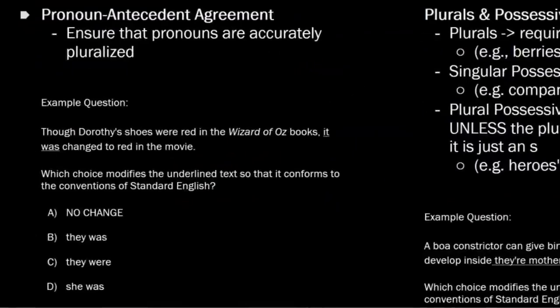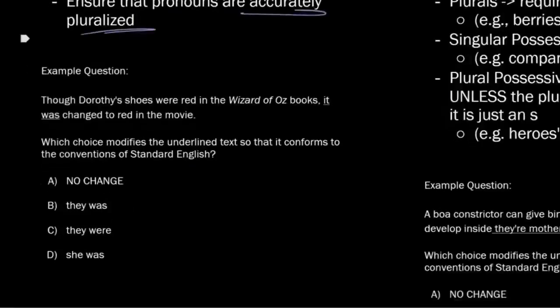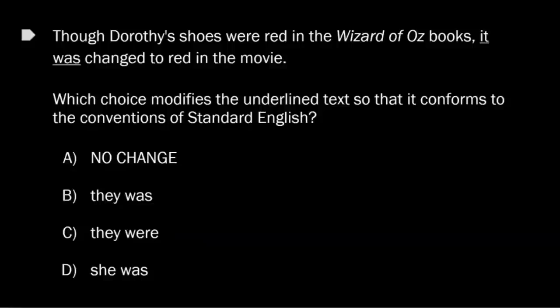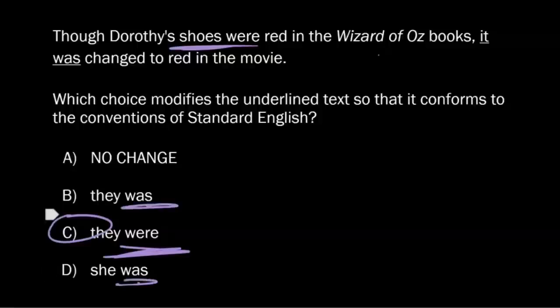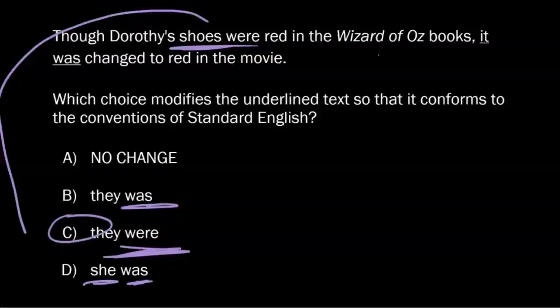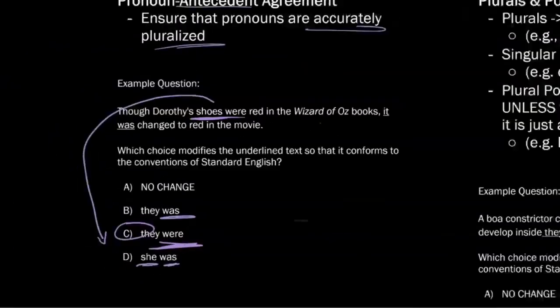Okay. And your pronoun-antecedent agreement. Ensure that pronouns are accurately pluralized is basically what this is, right? So, though Dorothy's shoes were silver in the Wizard of Oz books, it was changed to red in the movie. It is not an "it". There were multiple shoes. So I would say they were changed to red in the movie because they were. It's a plural. These "was"es don't make sense, right? And "she was" makes even less sense, right? This doesn't really agree. The shoes are not a "she". Okay, English is not a language where nouns are all necessarily gendered.